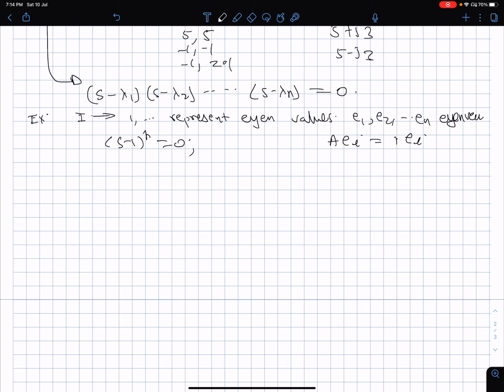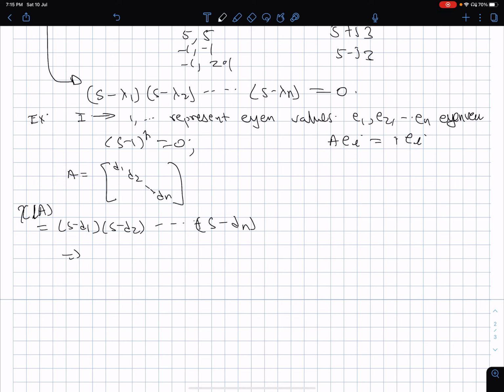If you have a diagonal matrix with entries d1, d2 to dn, and you look at the characteristic polynomial of A, it is the product of s minus d1, s minus d2, up to s minus dn, which means that for a diagonal matrix, the diagonals are the roots or eigenvalues, and again the eigenvectors are e1, e2 to en.